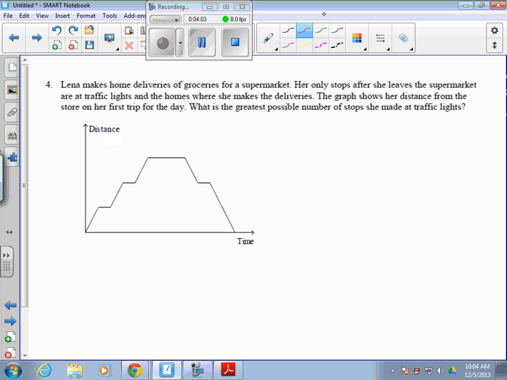Number 4 says Lena makes home deliveries for a grocery supermarket. She only stops after she leaves the supermarket, at traffic lights, and at the homes where she makes the deliveries. The graph shows her distance from the store on her first trip for the day. What is the greatest possible number of stops she made at traffic lights? So that's the question we're trying to understand.